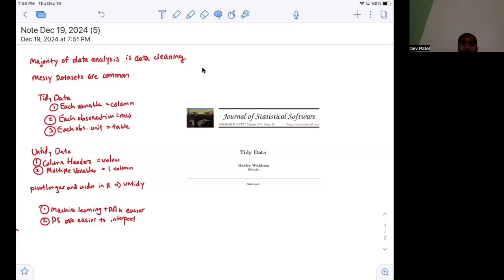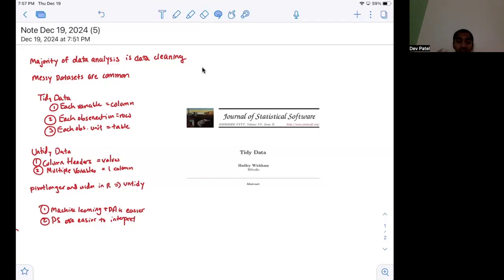So tidy data is something we know that the majority of data analysis is data cleaning. We have to make sure that the data is clean, that it's ready to use in our data analysis and machine learning. And the common problem with many companies and a lot of these data sets is that a lot of the data that we get is messy.